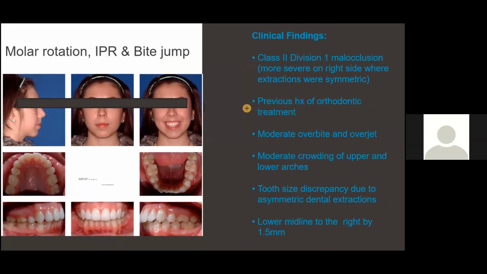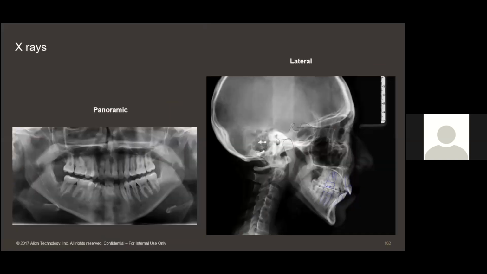As you can see here for this case, she is a class 2 Div 1 that had previous ortho treatment. So she is a relapsed case. She previously had upper bis and a lower right bi. So a little bit of an asymmetric extraction pattern. I'm not sure why it was done that way, but regardless, she was concerned with the lower anterior crowding primarily. Very high angle.